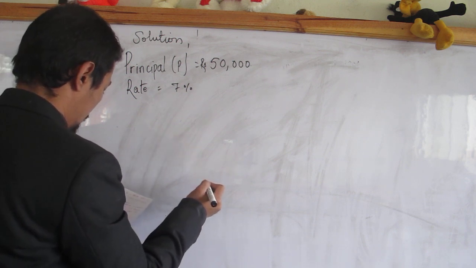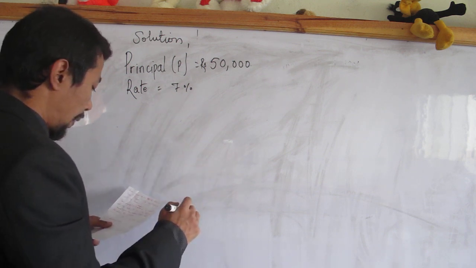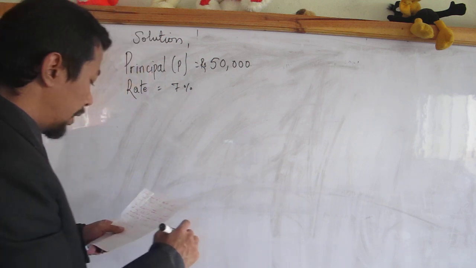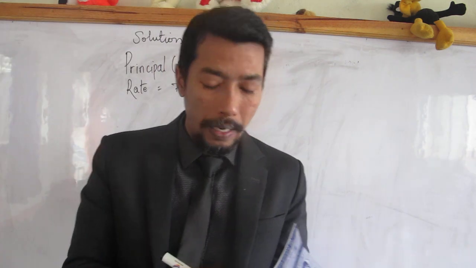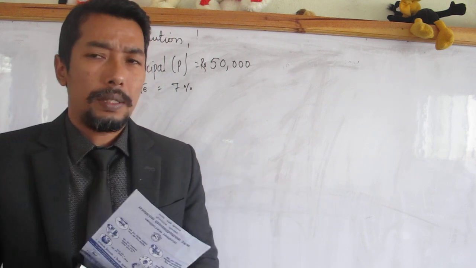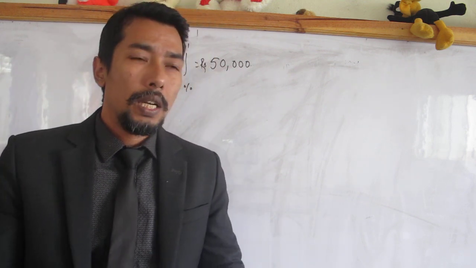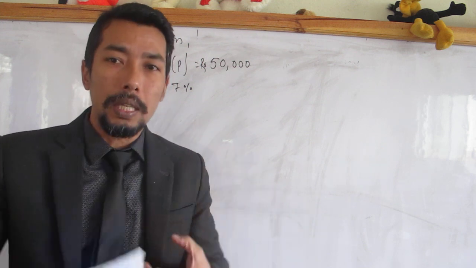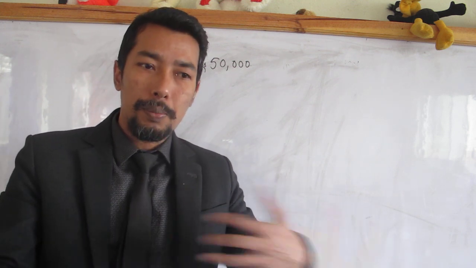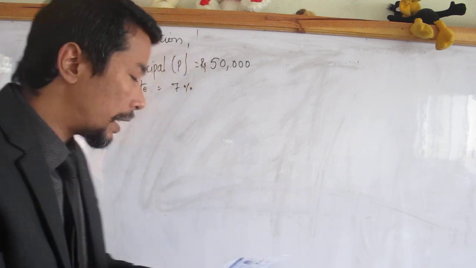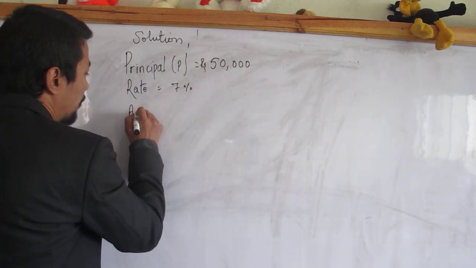And in how many years will he receive 67,500? So he is receiving the entire money after certain years. That means he is receiving all his money, principal and interest together. So 67,500 is our amount.